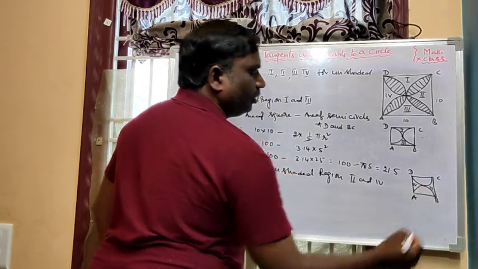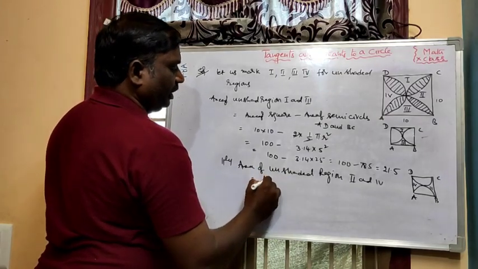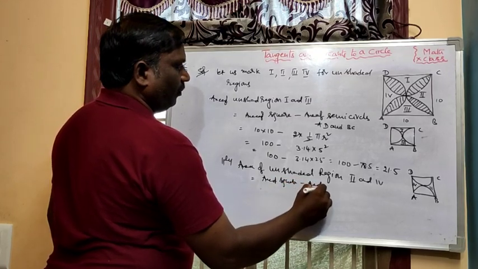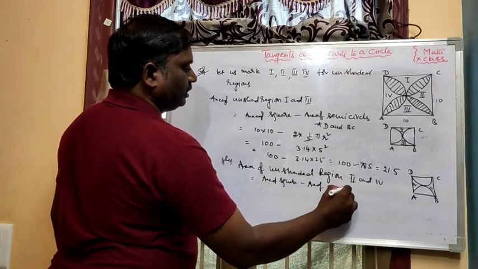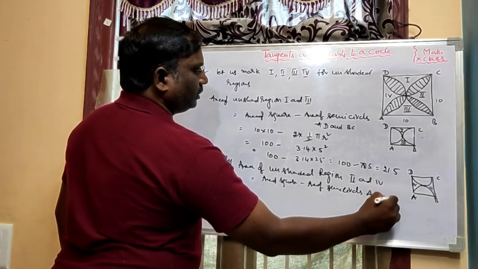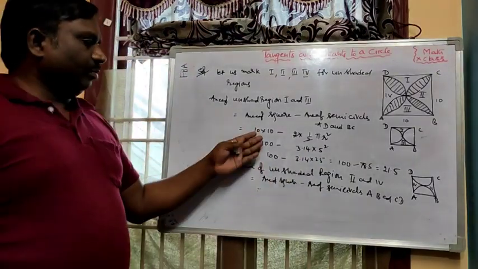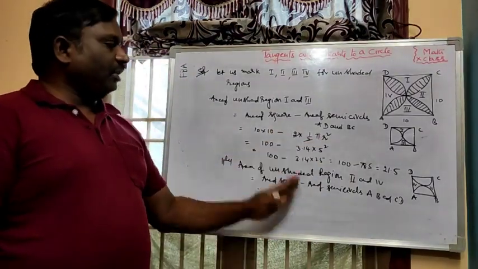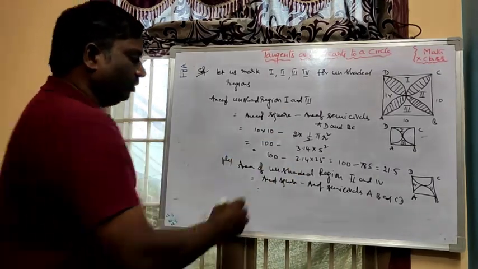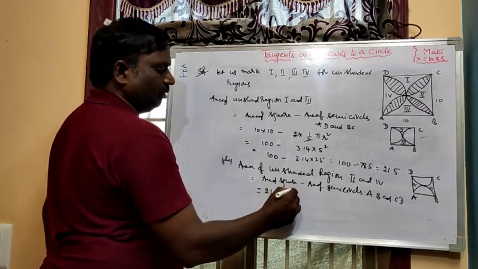This is the second one. So now to get that, area of square minus area of semicircles AB and CD. You will get the same answer because the area of the square is the same, the radius is also the same, and the pi value is also the same. So you cannot get another value. Definitely you will get the same value. The answer is 21.5 centimeter square.